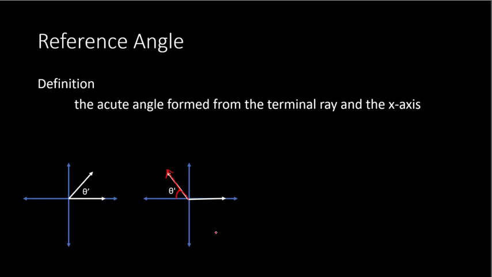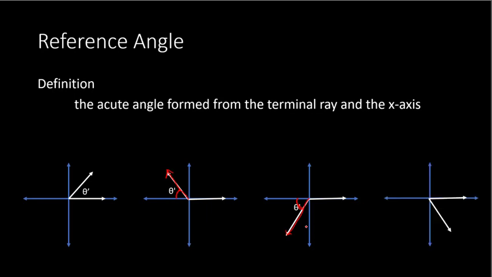And then down here in the third quadrant, we see our terminal ray is right here. And our reference angle is created by finding the angle between that ray and the x-axis, which would be right here. So that angle would be called your reference angle. And then over here in the fourth quadrant, our terminal ray is here, and our reference angle is the angle between that terminal ray and the x-axis, which would be right here. And that would be your reference angle.